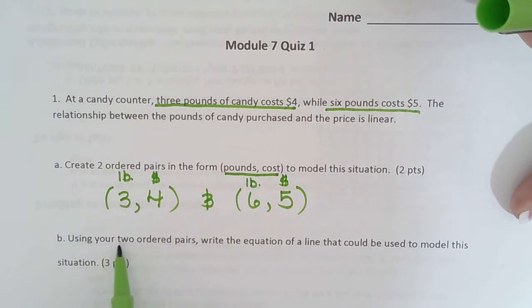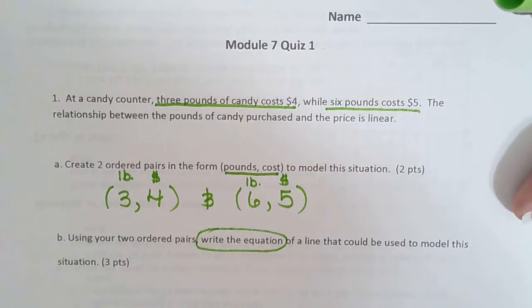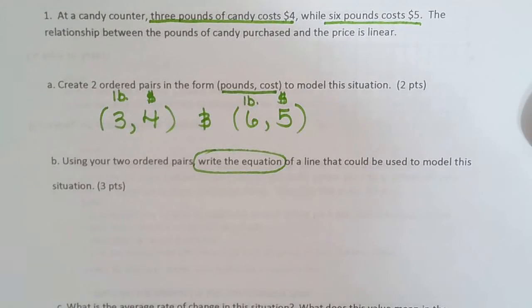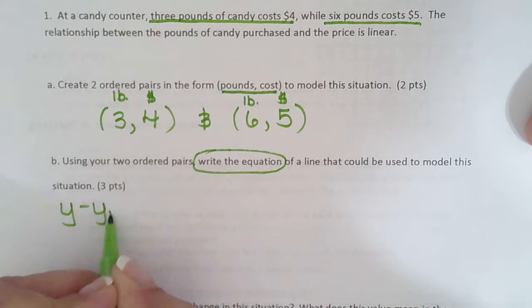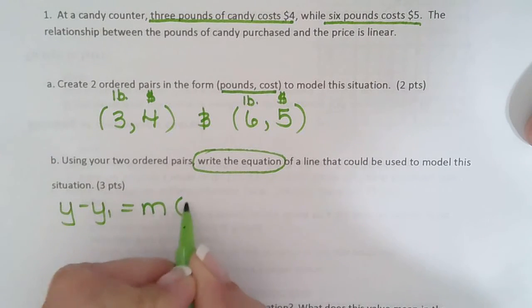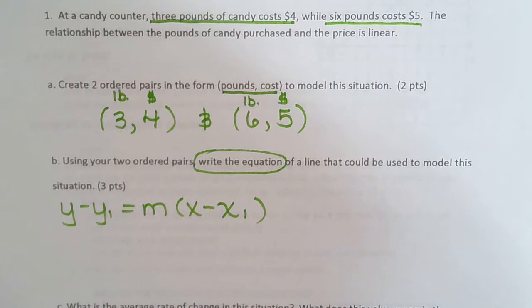Using your two ordered pairs, right there, write the equation. So the minute you read those three words, the very first thing that should come to your mind is, oh, y minus y1 equals m times x minus x1. So the minute you see find an equation, write an equation, write a linear equation, that's what should come to your mind. And a lot of students go, well, why not y equals mx plus b?